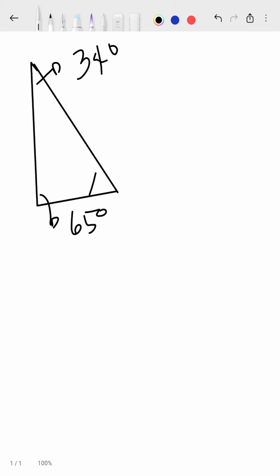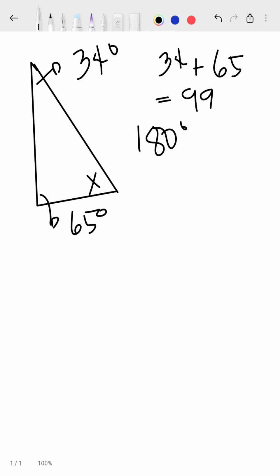65 degrees. What is the measure of this missing angle? So, we just need to add 34 and 65. So, what will be the total of these two? That is 99. And then, we need to subtract it from 180. So, 180 minus 99 degrees, it will be the answer. So, it's 81 degrees. So, the missing angle measures 81 degrees.